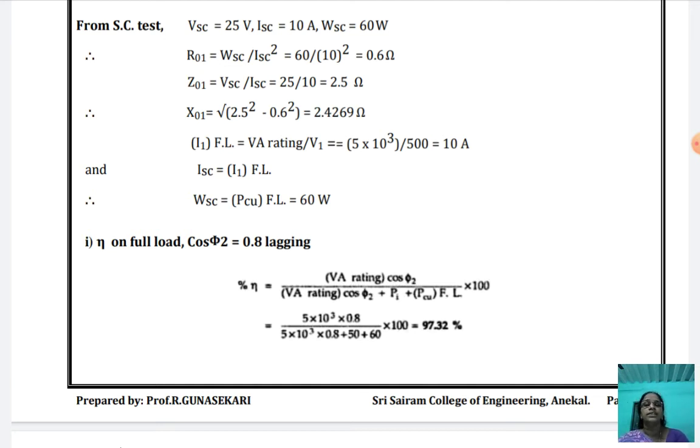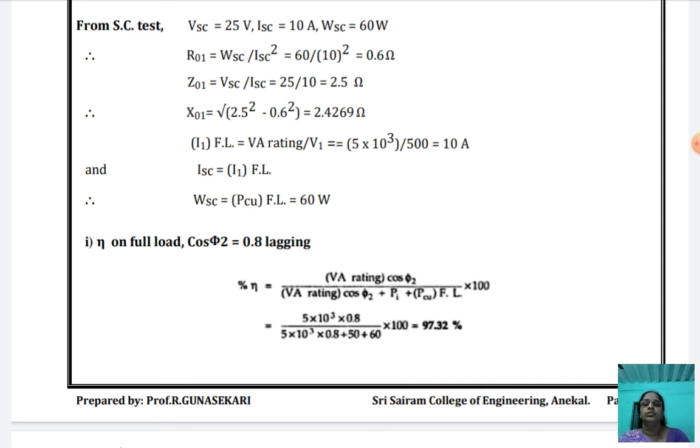So in this case we can calculate the full load current. How can we calculate it? Current is VA divided by voltage, that means volt ampere divided by V. Finally we are getting the current. Here all the meters are connected in the primary side only, so we can calculate the full load primary current, that is I1 full load.